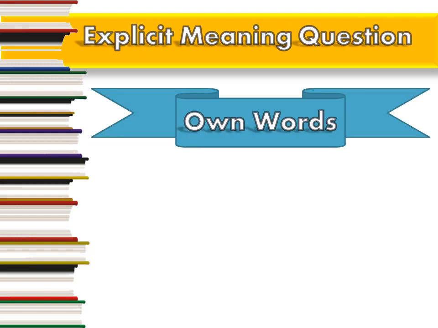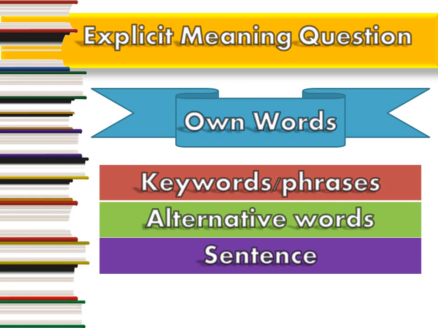The next type of explicit meaning question is on words. You are required to first figure out the literal answer to the question. If you write the same answer, no marks would be awarded to you. Therefore, you are required to follow the three steps. First, identify the keywords or key phrases in the literal answer. You would replace them with the alternate words or their description. The third step is to construct sentence out of the alternate words or their description.